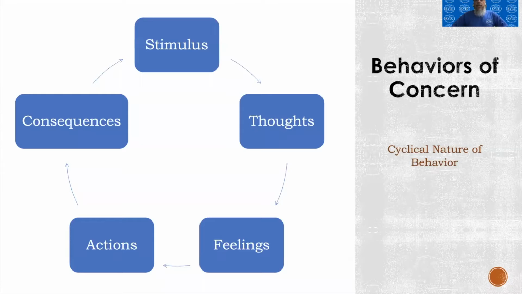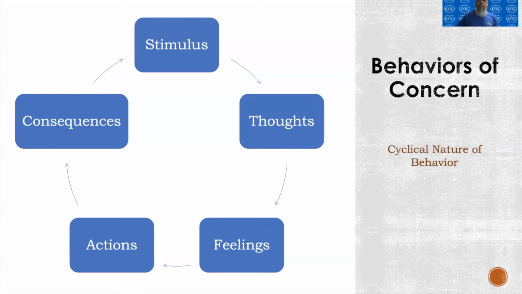Some behaviors of concern, where do they come from? Well, behaviors of concern are those acting out behaviors that we have to deal with in the classroom. And they are cyclical in nature. They start out with a stimulus or a trigger or an antecedent, as we've already seen with antecedent, behavior, consequence. That antecedent or that stimulus triggers thoughts. Those thoughts lead to our feelings. Our feelings are our emotions, and these emotions then drive the actions or the behaviors that we see the students portraying. And those actions then lead to consequences.